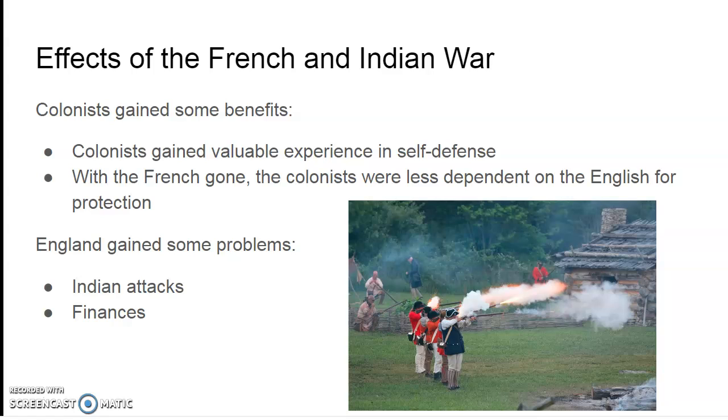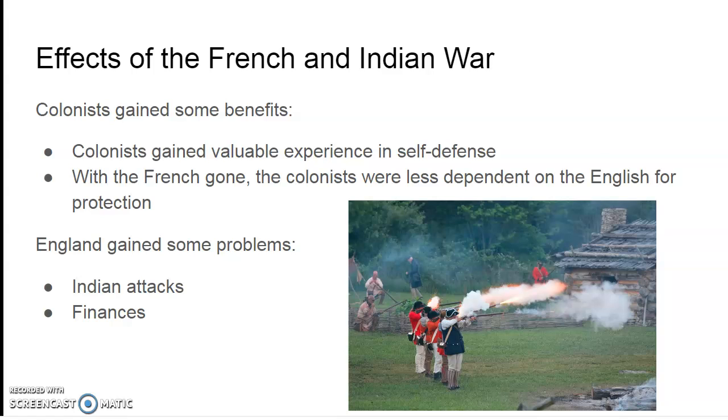And this has to do with the fact that in England, their finances were ruined thanks to the French and Indian War. It left England in heavy debt, which is going to make the English feel like they need to tax the colonists more, because after all, wasn't it that they were defending the colonists, so shouldn't the colonists pay for the war?